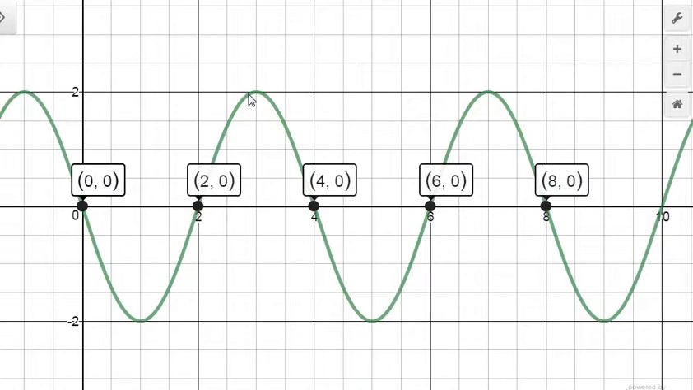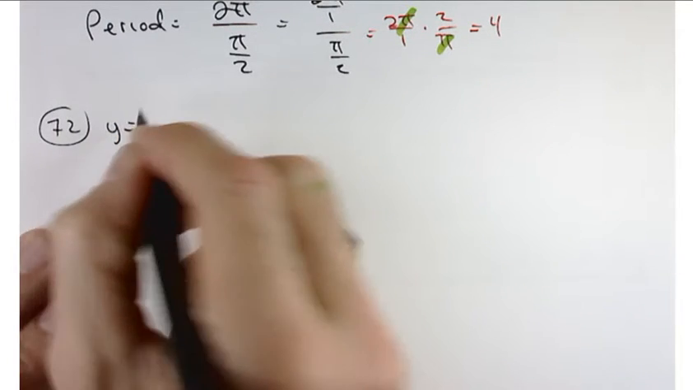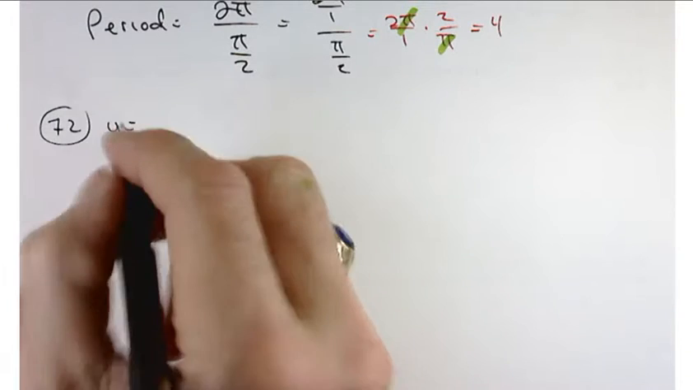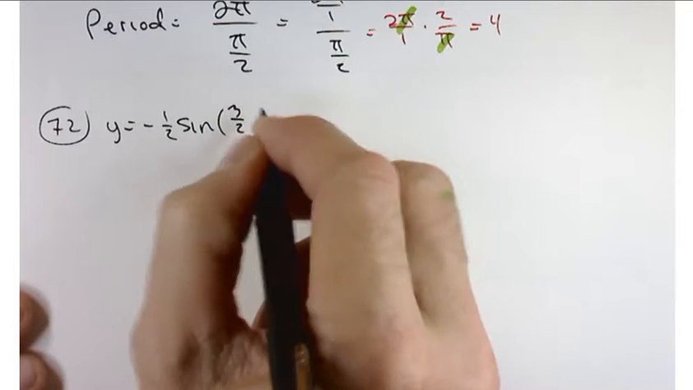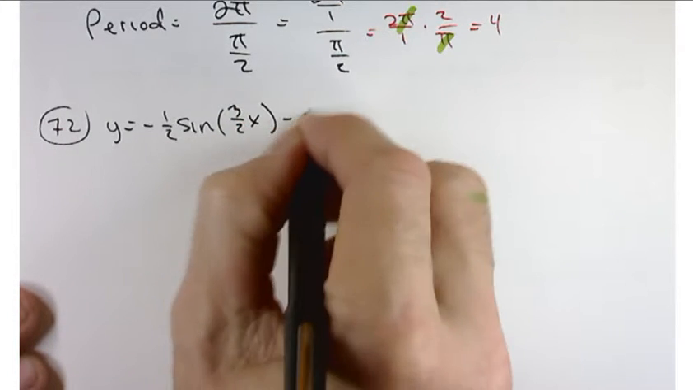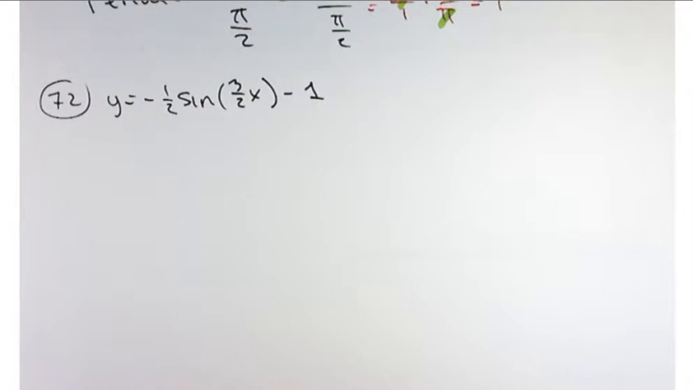Let's move up to problem number 72. This time our function is y equals -1/2 times the sine of 3 over 2 times x minus 1. Now that minus 1 is kind of interesting. We'll take care of that last. First things first, let's worry about this -1/2 here. What's that -1/2 going to do?